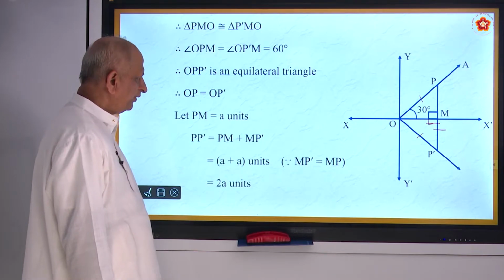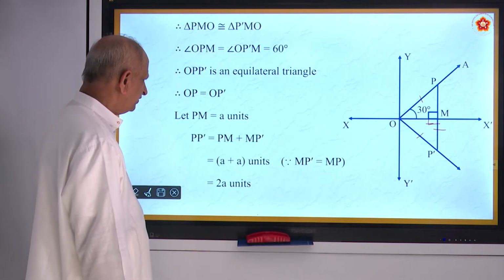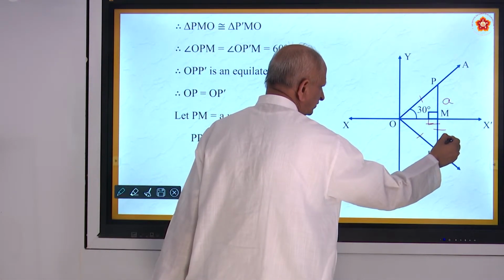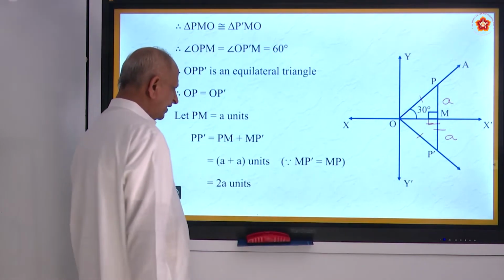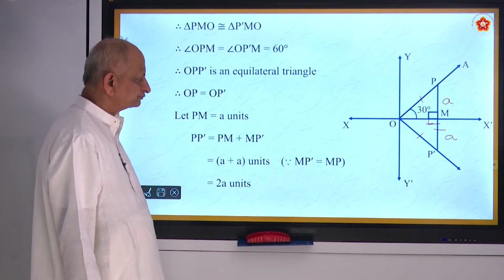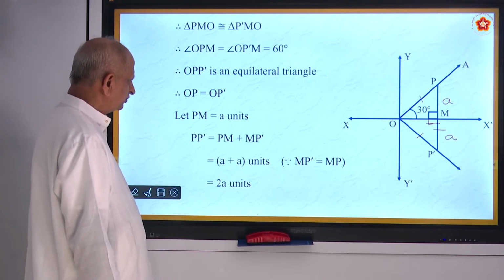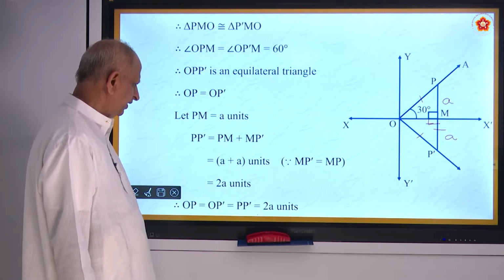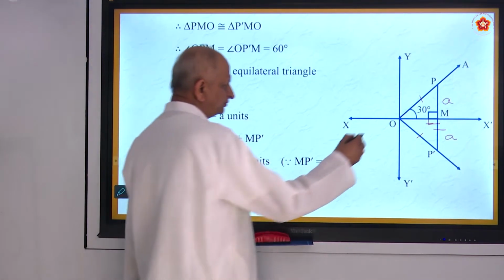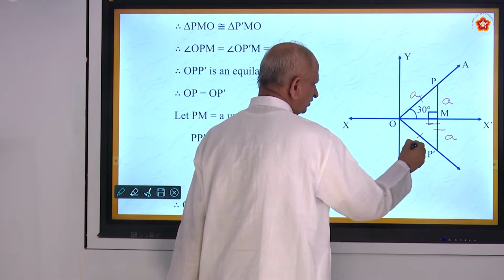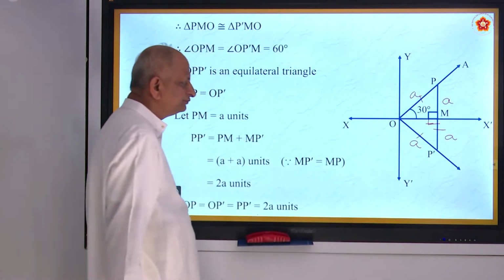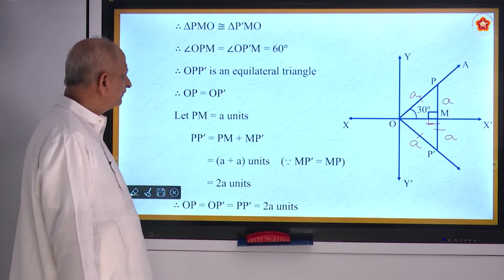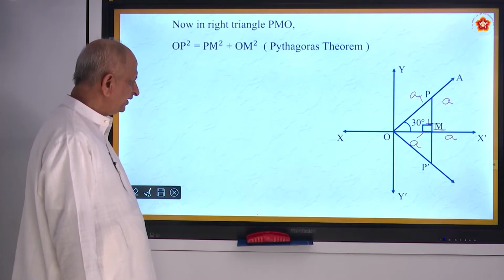Now if you take PM as A units, this also becomes A. So PP dash becomes 2A, is it not? A plus A becomes 2A. Now using this you can say OP is equal to OP dash. This is also A, this is also A, this becomes 2A. Now use these units and find out the angle 30 degrees.